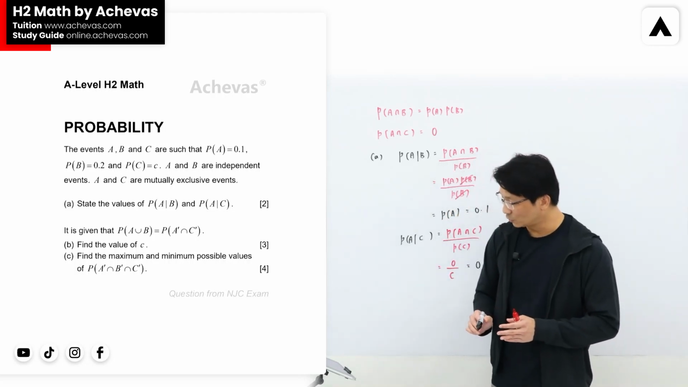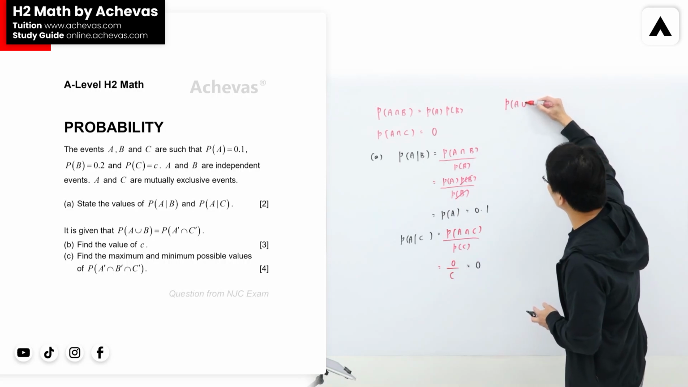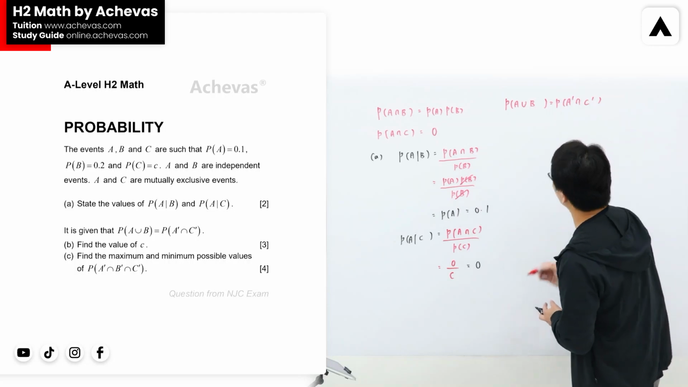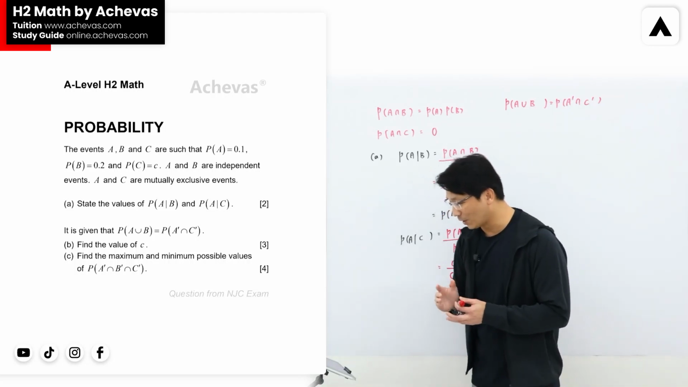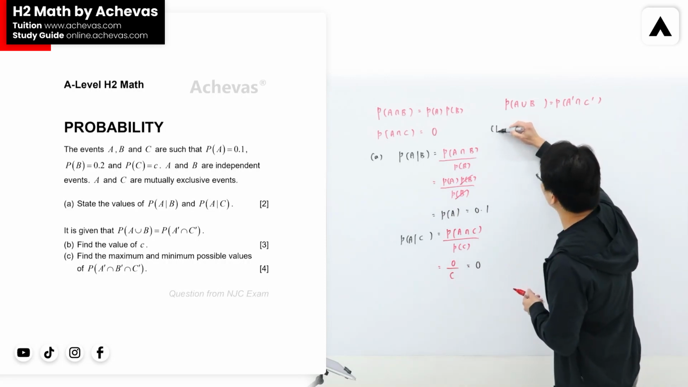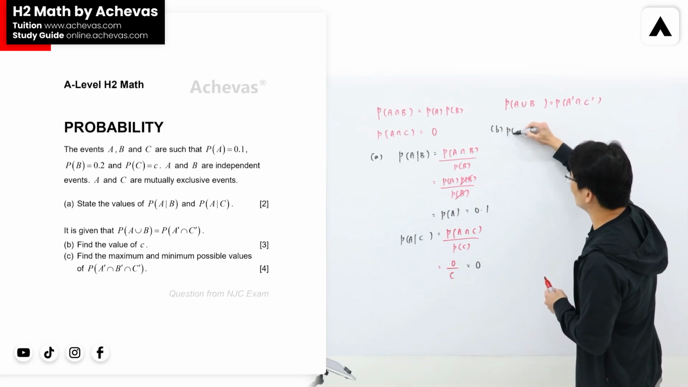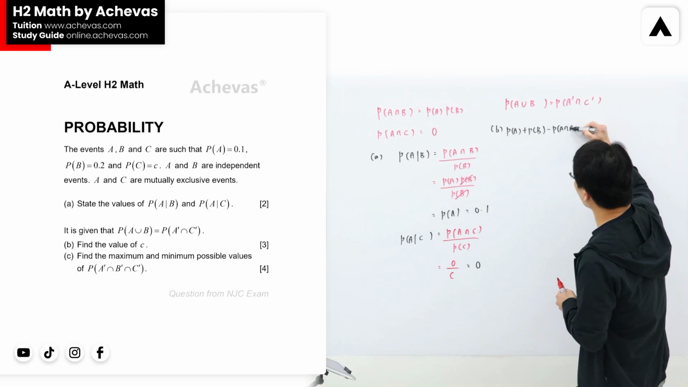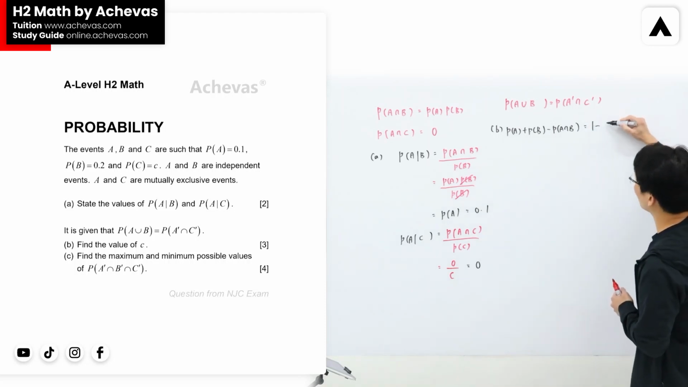As for the next part of this question, we are given this particular relation. Probability of A union B is equal to probability of A prime intersect C prime. And we are going to make use of this relation to find the unknown value of C. I'm going to make use of the formula for the union. For A union B, it is given to be probability of A plus probability of B minus probability of A intersect B. As for this, I can actually rewrite it to be 1 minus probability of A union C.